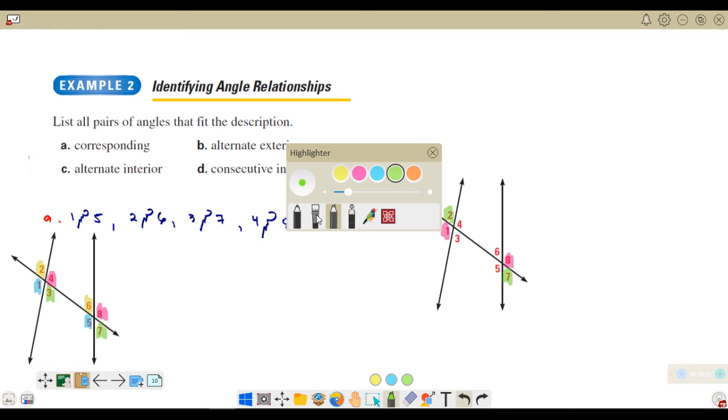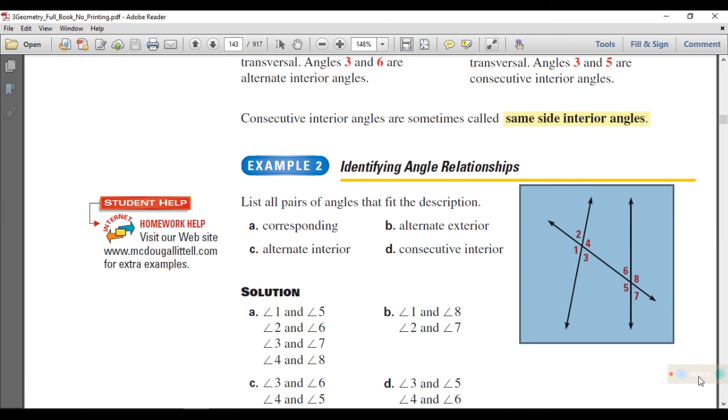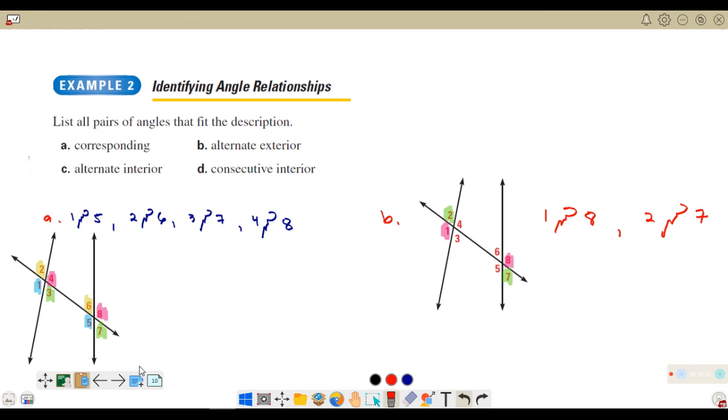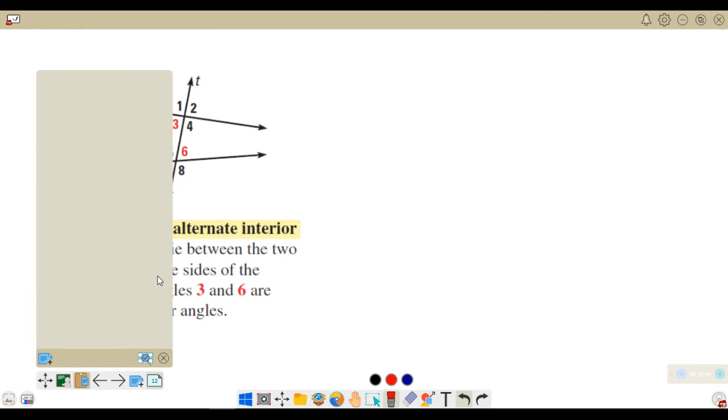Sulat natin sila. 1 and 8. At saka 2 and 7. Okay? So, yan. Tama tayo so far. And then, copy ko lang to dun sa susunod na slide.